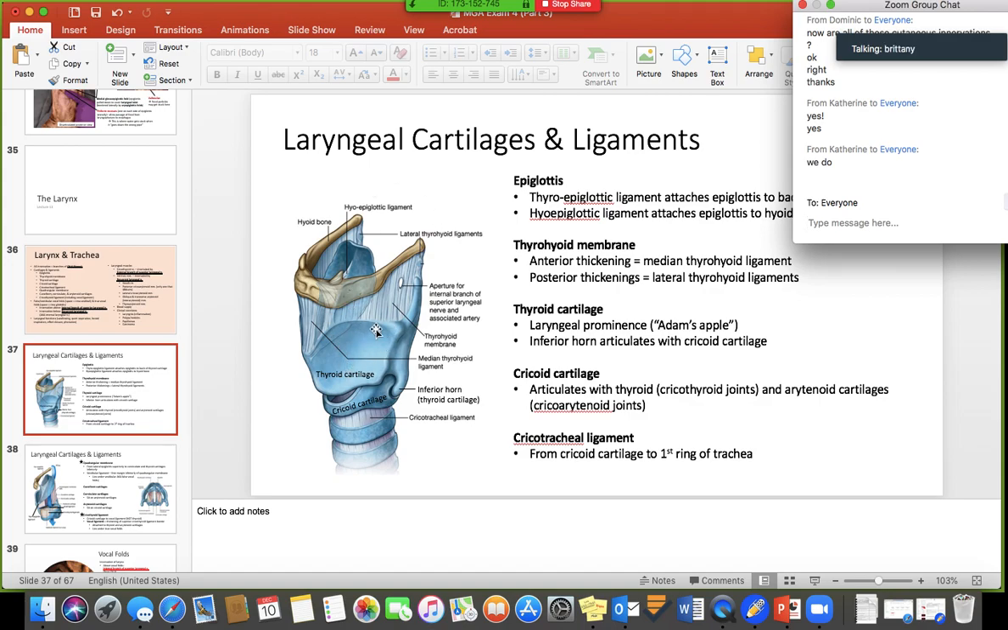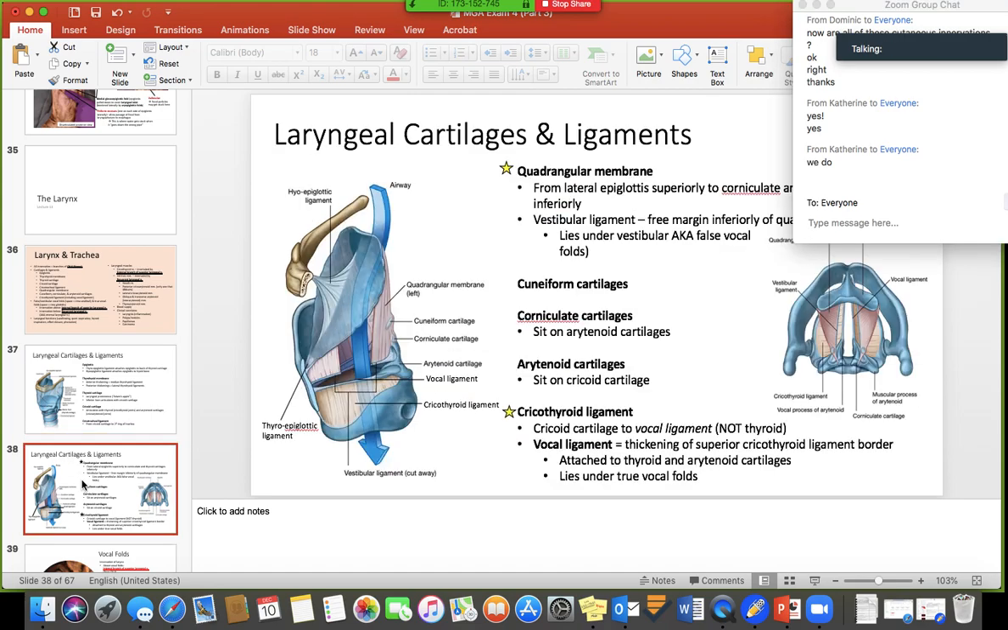Okay, so thyrohyoid membrane. Let's see what else. Cricoid cartilage, your thyroid cartilage. Be able to identify the epiglottis, the cricotracheal ligament. Okay, let's keep going.